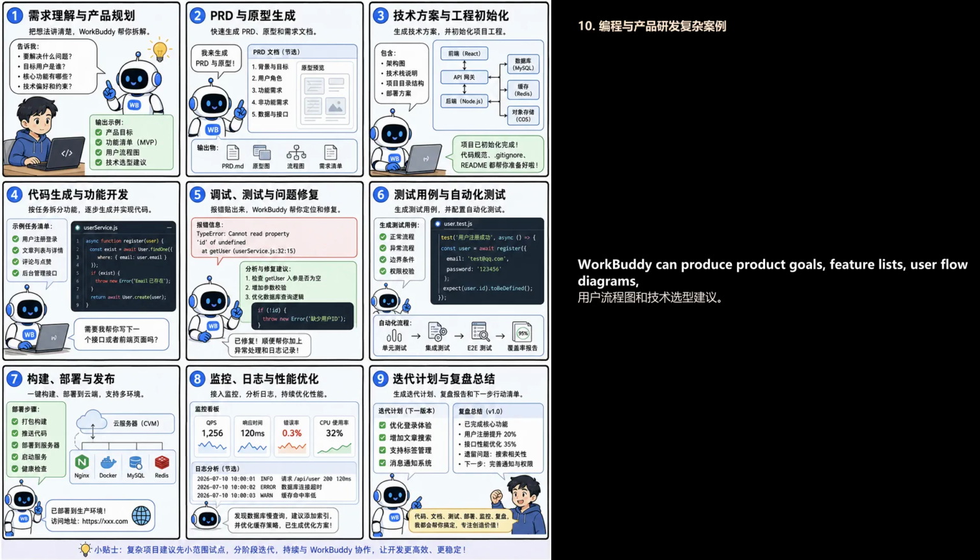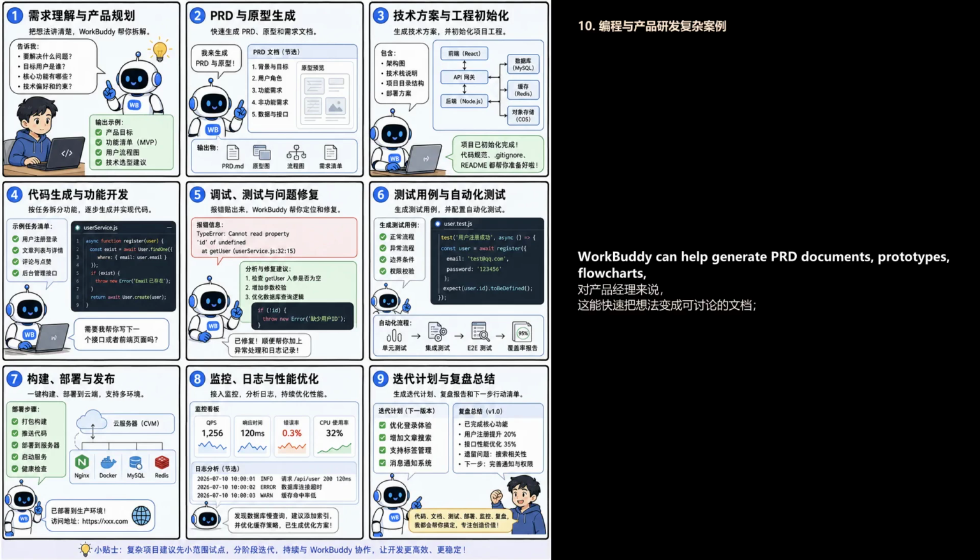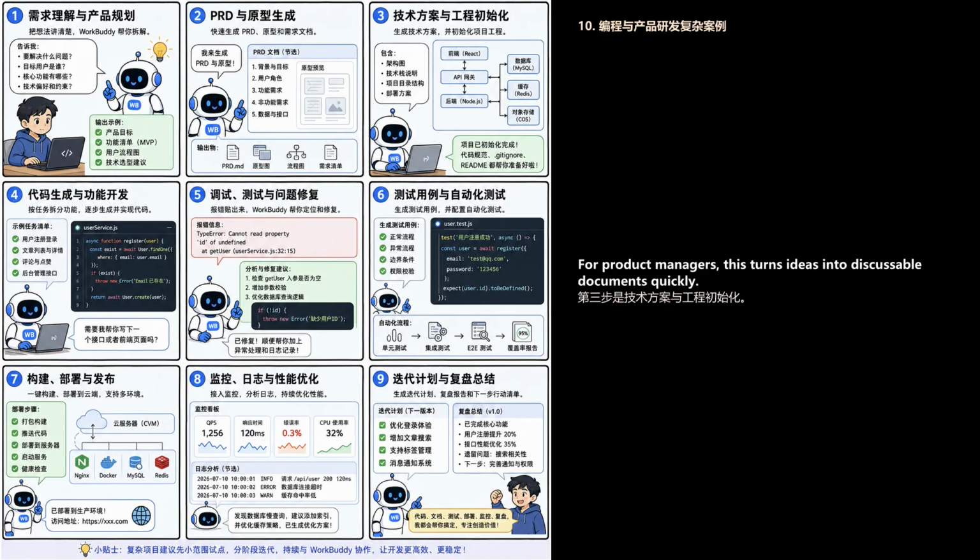The second step is PRD and prototype generation. WorkBuddy can help generate PRD documents, prototypes, flowcharts, and requirement lists. For product managers, this turns ideas into discussable documents quickly. For developers, it reduces communication caused by unclear requirements.